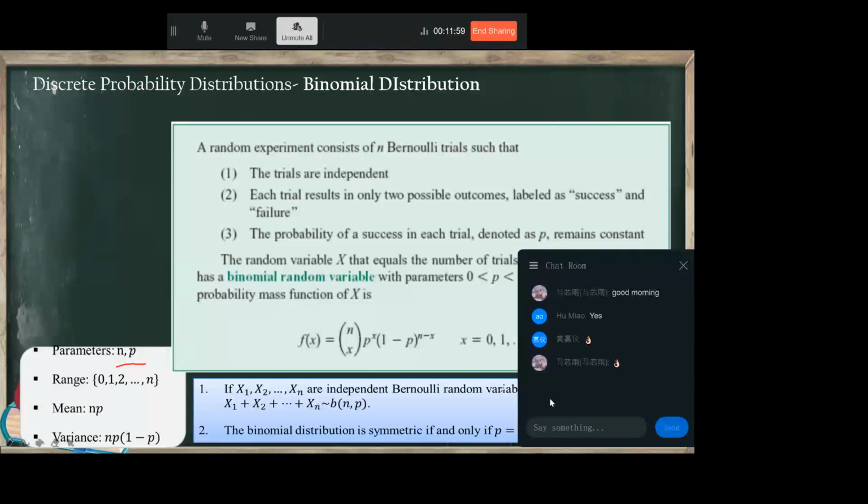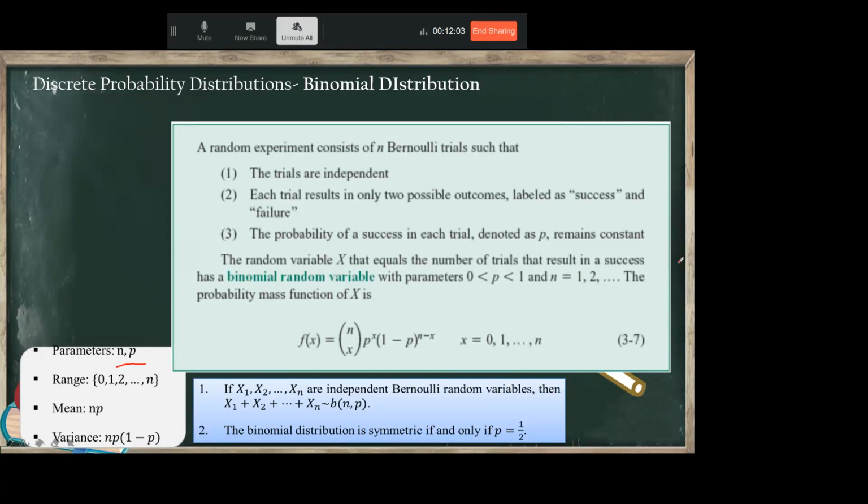The probability function of a binomial distribution is nCx p^x q^(n-x), where q is 1 minus p. So this is success to the power x and failure to the power n minus x, and this is a combination. How do we define the combination? Simple. It's n factorial divided by x factorial times (n minus x) factorial. So what does nCx mean? It is the number of possible ways of drawing x from n population.